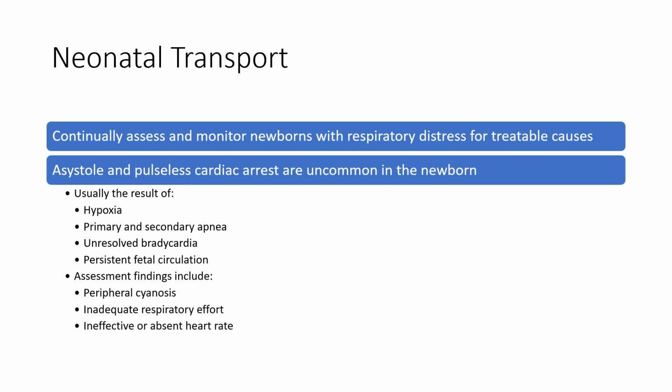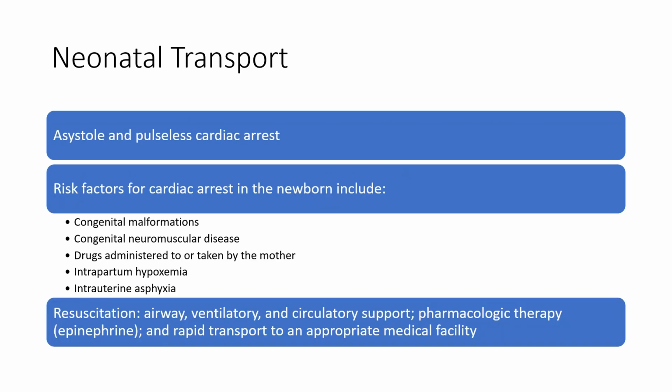Peripheral assessment findings can include peripheral cyanosis, inadequate respiratory effort, or ineffective or absent heart rate. Asystole and pulseless cardiac arrest. Congenital malformations can cause a congenital neuromuscular disease. Drugs administered to or taken by the mother. We can give medications. It could be pain meds.